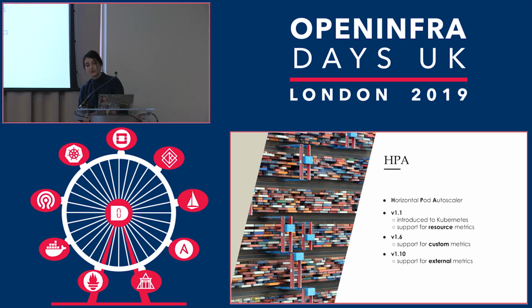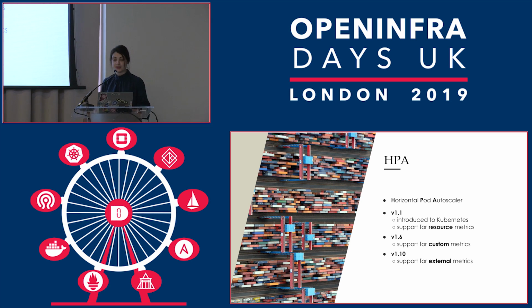It was introduced in Kubernetes 1.1, with support for resource metrics. When I talk about resource metrics, I mean CPU and memory mainly. In 1.6, we became able to scale our application on custom metrics, which means any metrics provided within the cluster; you can scale an application on that.